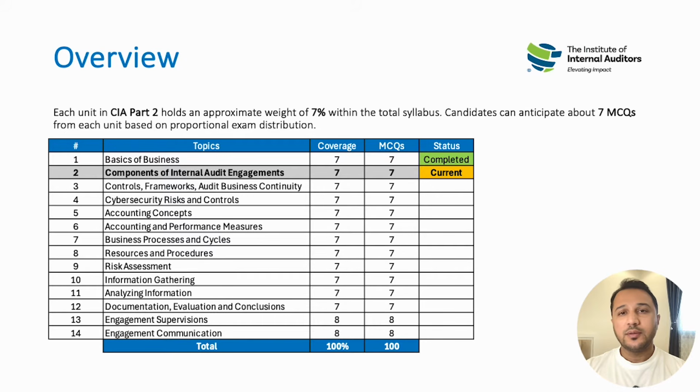If you logically classify, each unit comprises 7% of the entire syllabus, and more or less 5 to 7 or 8 MCQs you can expect to appear in the exam. This is just for your understanding and planning, and also for measuring the progress that we are making under each video in this CIA Part 2 video series.